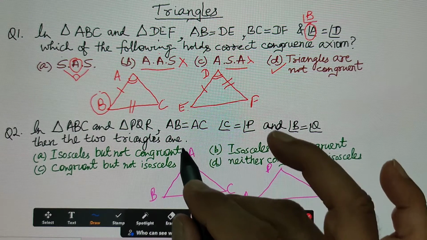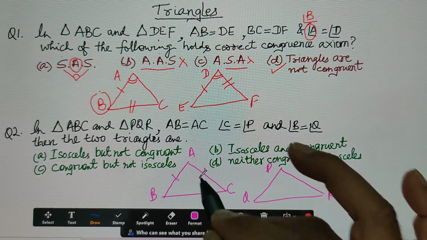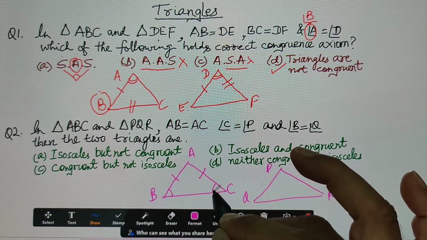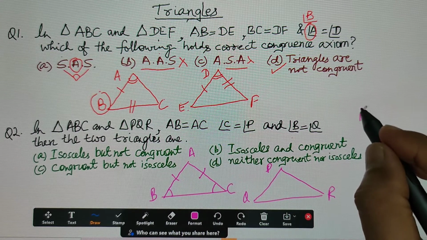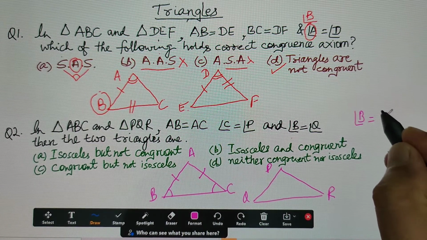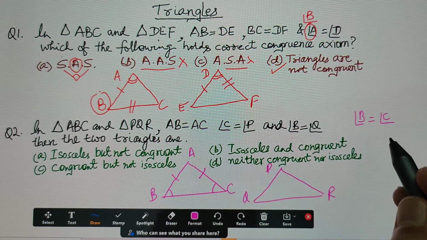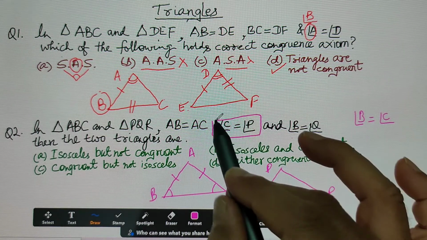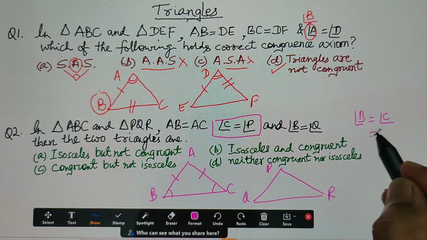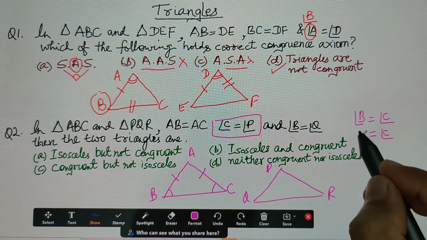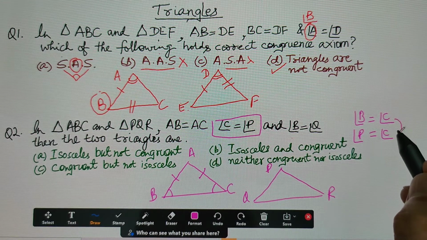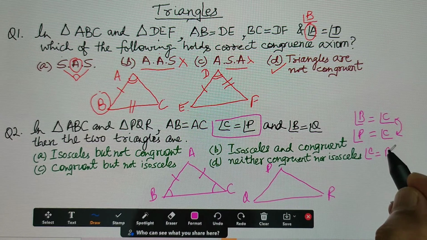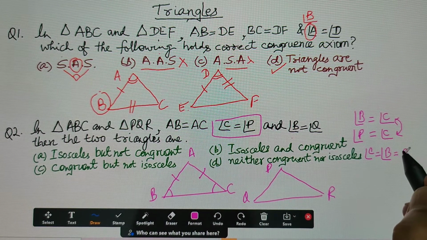Now we've been given AB is equal to AC. When AB is equal to AC, that means angle B is equal to angle C. Angle B is equal to angle C, base angles of an isosceles triangle. Now if you look into this part of the question, where we have angle C which is equal to angle P, what can we conclude from these two equations? That angle C is equal to angle B which is equal to angle P.